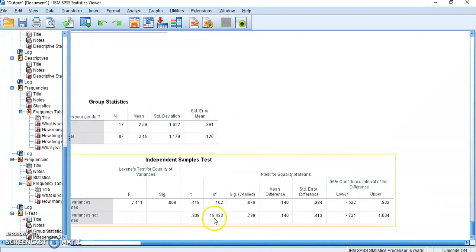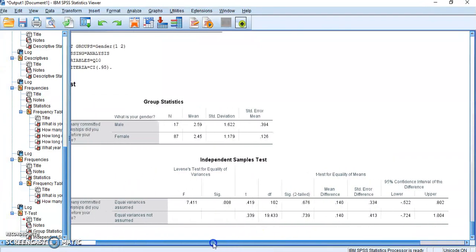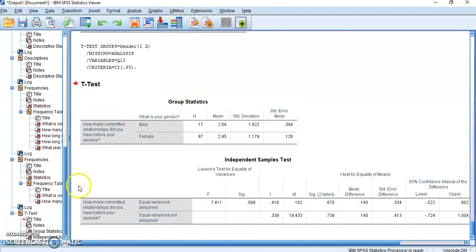The degrees of freedom is usually pretty useful too. And then this significance tells us whether I have mean differences or whether I don't. So this 0.739 is greater than 0.05, meaning there are no significant differences between men and women on the number of committed relationships they had before they started dating their spouse.